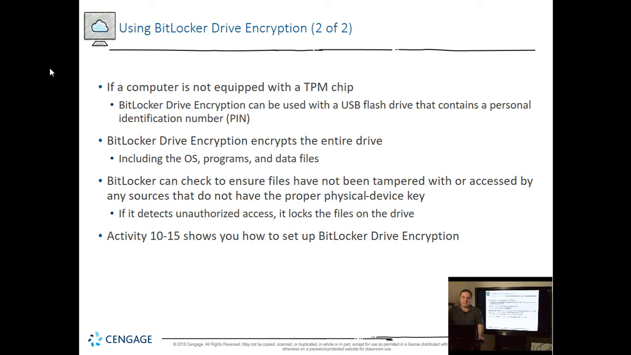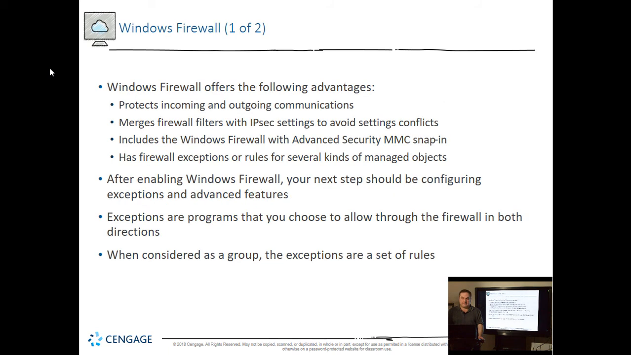Sometimes computers, the cheap ones, may not come with the TPM built into them. So BitLocker drive encryption can be used with a USB flash drive that contains a personal identification number. In lieu of a TPM, you can use a USB drive in order to force encryption or decryption. When you do encrypt a hard drive with the operating system, it does encrypt everything on there. Now, that's not a problem. It just may run a little bit slower when you go to run things, because it has to decrypt it in order to run it. It can also automatically lock access to a file if it detects unauthorized access.